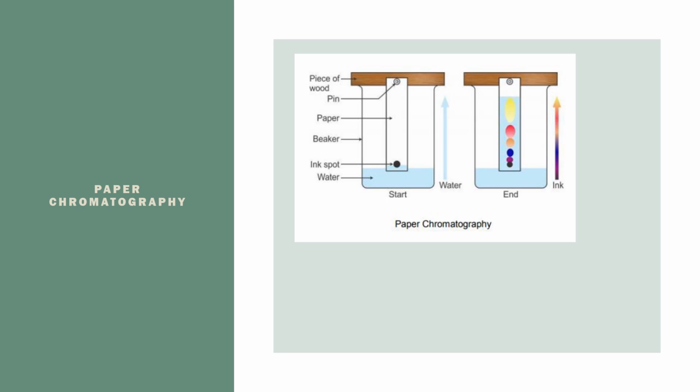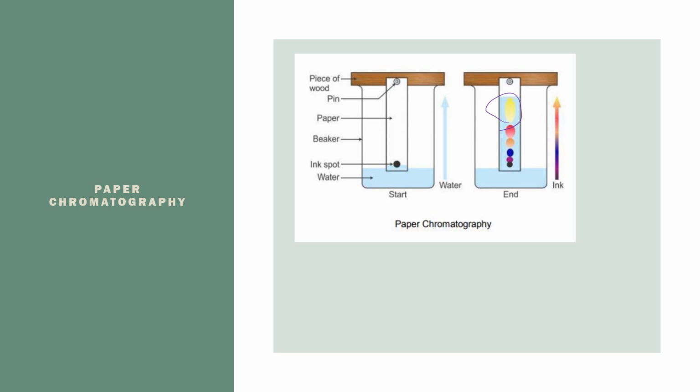Now, different materials in the mixture will have different intermolecular forces with water. And the ones with the strongest attractions to water will move the furthest up the paper. So like in this case, this yellow spot has the most attractions out of the mixture because it travels the furthest up.